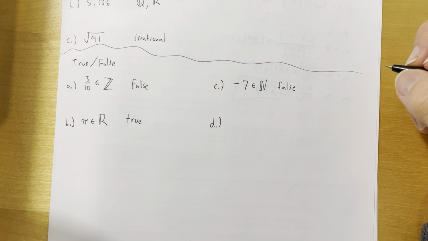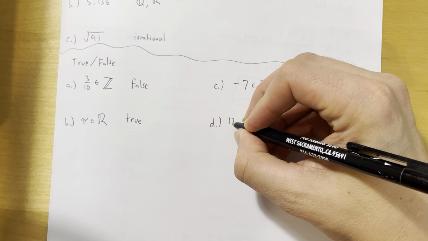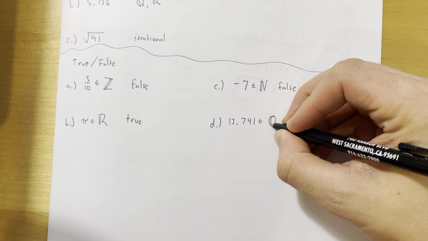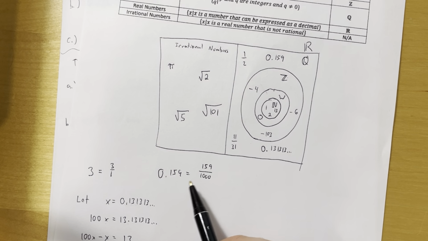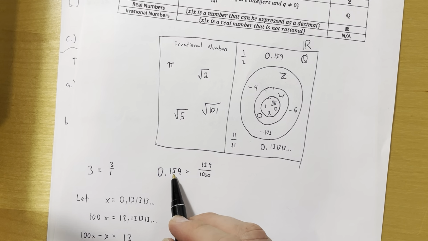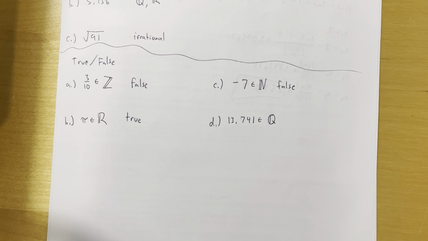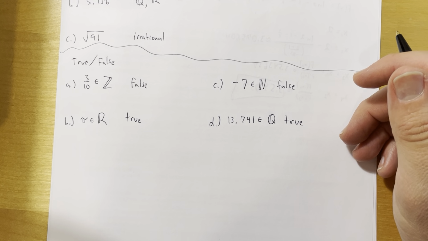Okay? All right. And then finally, is it true that 13.741 is an element of the rational numbers? Well, yes, this one is also true because, as we showed over here, any number written in decimal form that has a terminating decimal representation, a finite number of digits, can always be written as a fraction, which makes it rational. So this one is definitely going to be true.